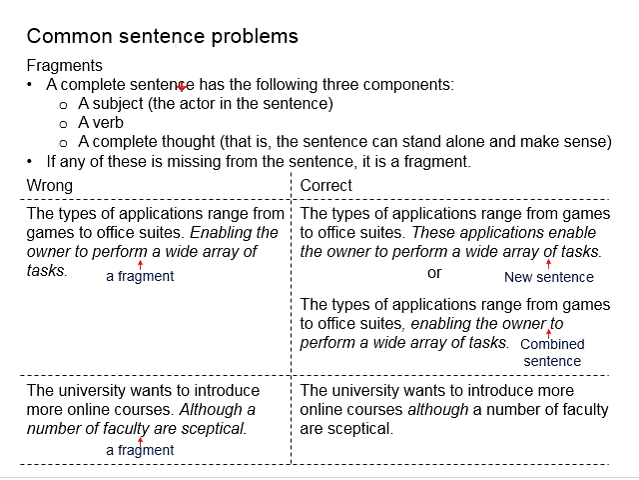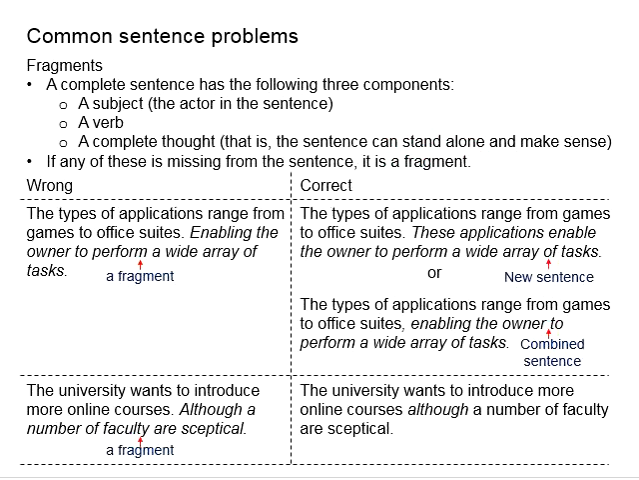You know that a complete sentence has the following three components: a subject, a verb, and a complete thought. The subject is the actor in the sentence. The verb represents the action within the sentence, and the complete thought represents the information and message given by the sentence. The sentence should be standalone and it should make sense. If any of these three components is missing, it is considered a fragment.